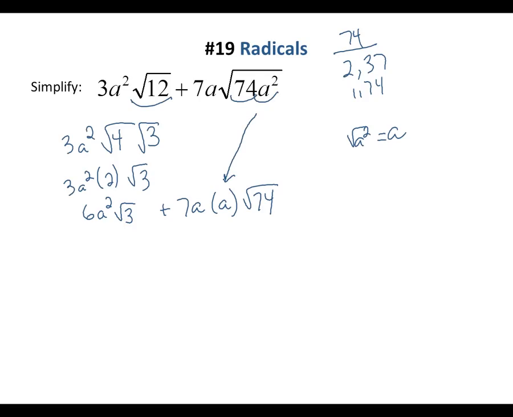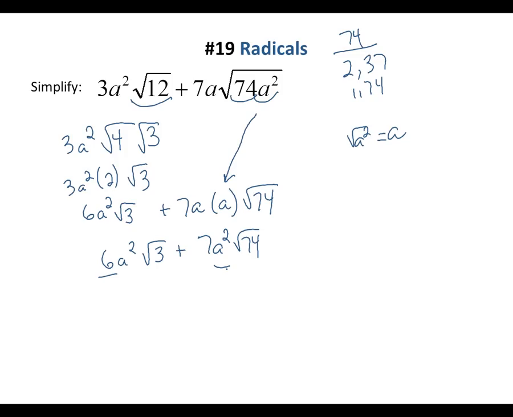Okay. Square root of 74 might be a little tougher. What are some factors of 74? What do I know about 74? It's even, so that means that it's divisible by 2. 2 and 37. 37 is a prime number. So there are no other factors of 74, well, except 1 and 74. So we keep it. The square root of 74 cannot be simplified.